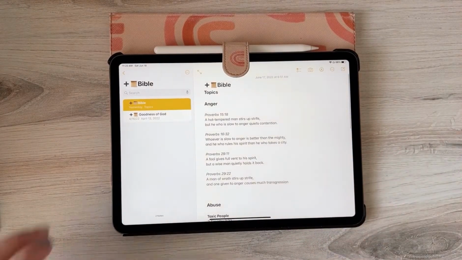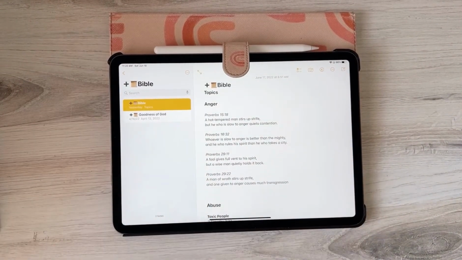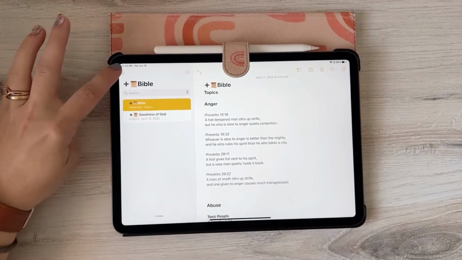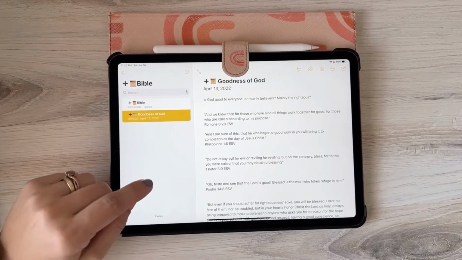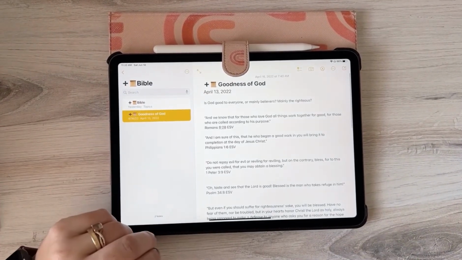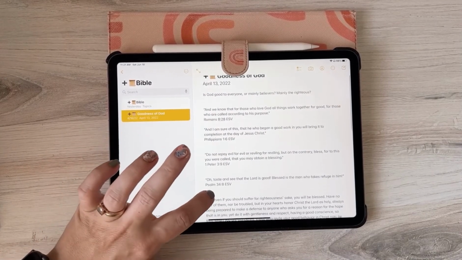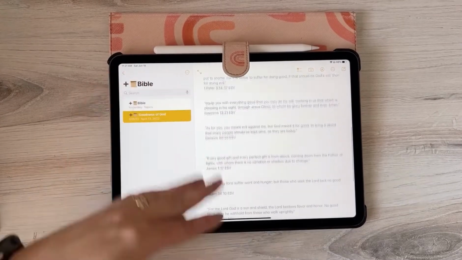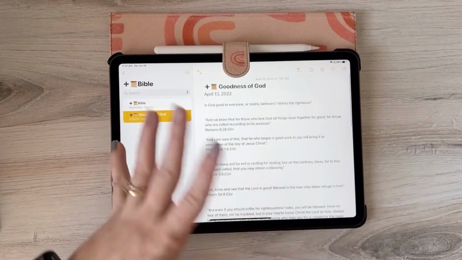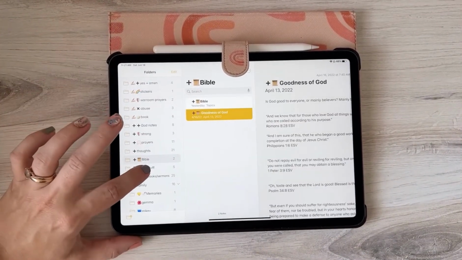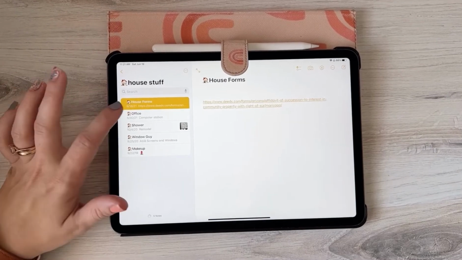And so I just kind of started that. So sometimes when I see a verse, I just kind of come in here and type it up. This was just like a little study I did on the goodness of God. Just some questions I had. So that was in April. So I wrote the date and I just did a bunch of verses, and that's all I've done so far with that. I have one on my house.